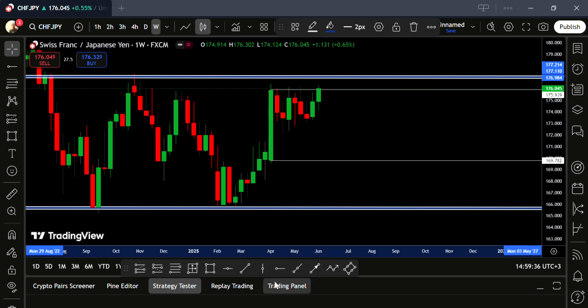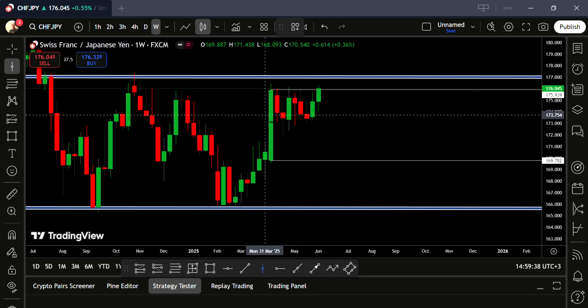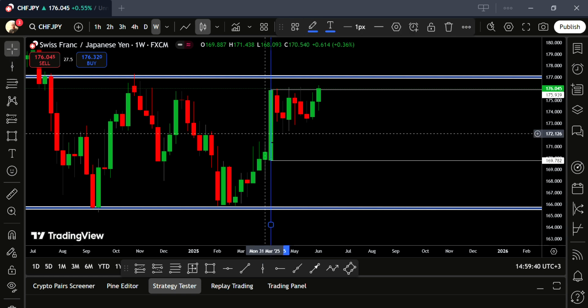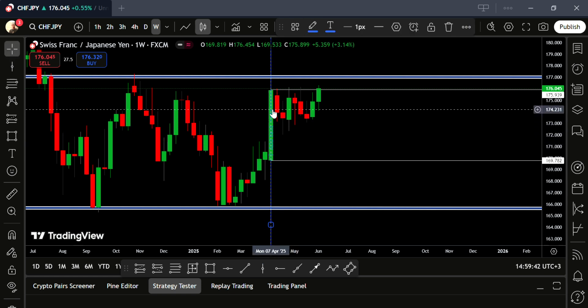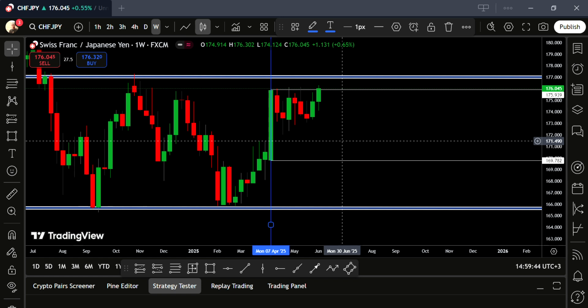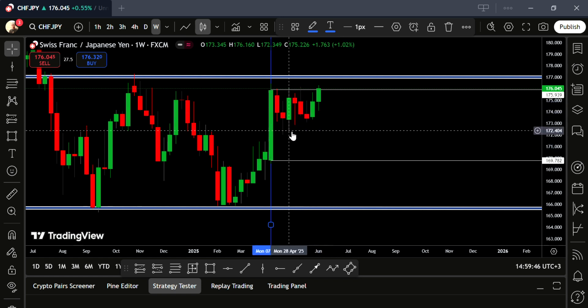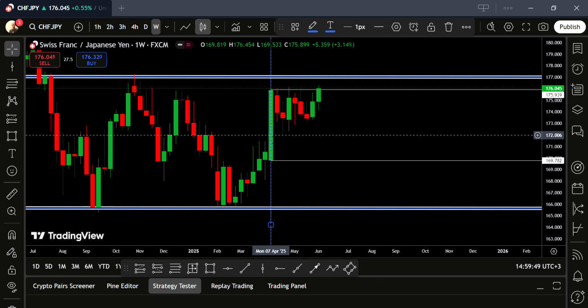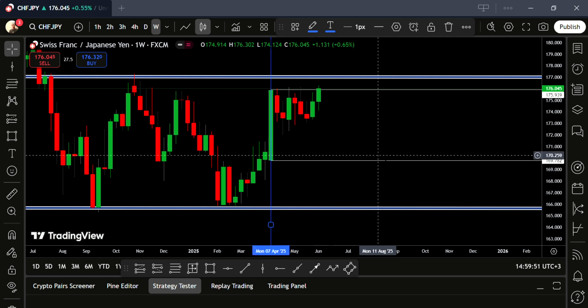Good. So now what next? I'll just mark this one such that we do not mistake it for these other candles. This line is to mark this exact candle. So now what next?